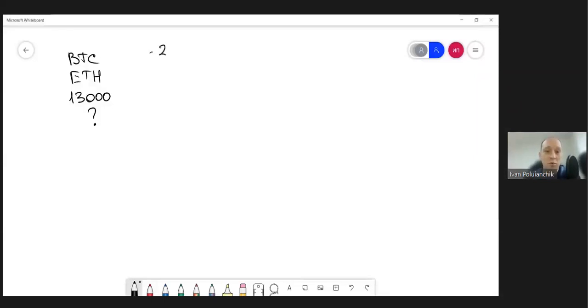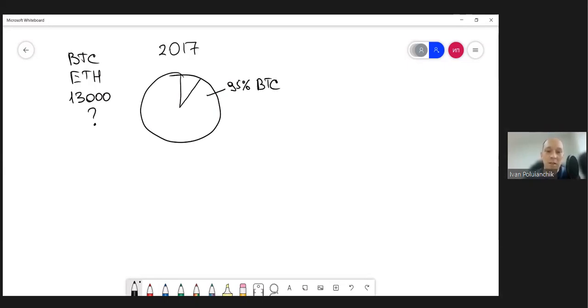And look, before 2017, the overall market, if you represent it as a pie, almost 90% of it was Bitcoin, BTC, 95%, whereas the remaining 5 or 10% was the share of other coins.